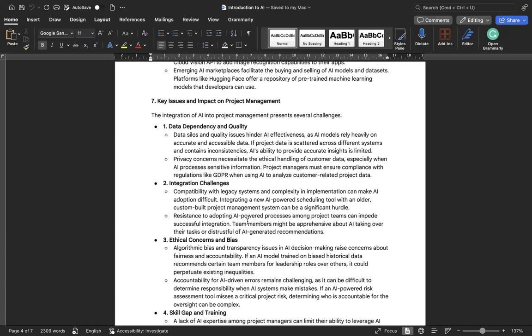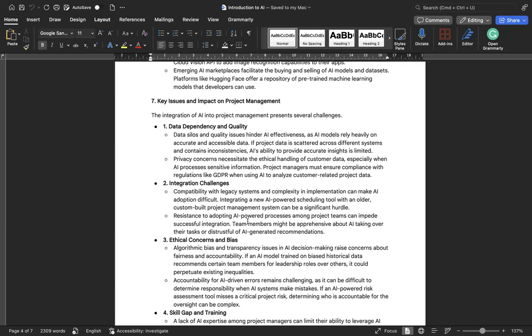So for the integration challenges, what do we have? Compatibility with legacy systems and complexity in implementation can make artificial intelligence adoption difficult as well. Integrating a new AI-powered scheduling tool with an older, custom-built project management system can be a significant hurdle, and resistance to adopting AI-powered processes among project teams can impede successful integration as well.